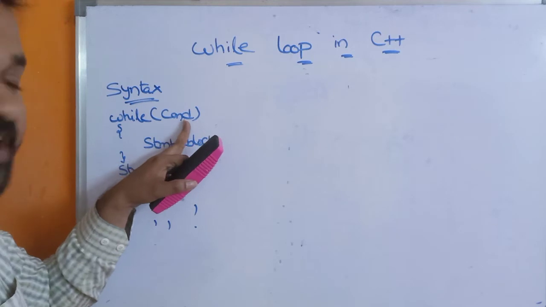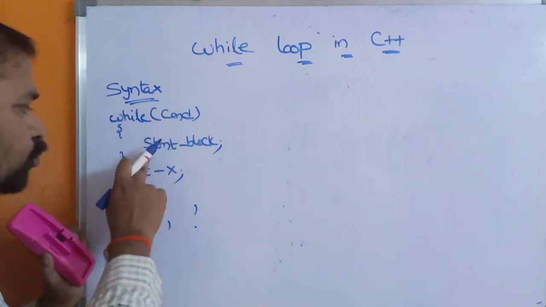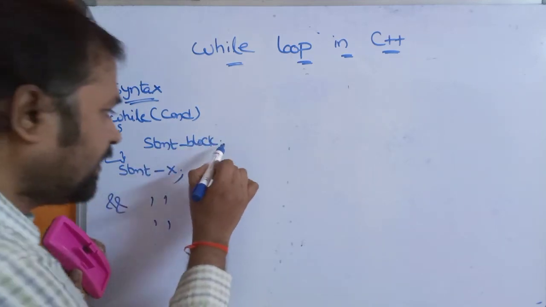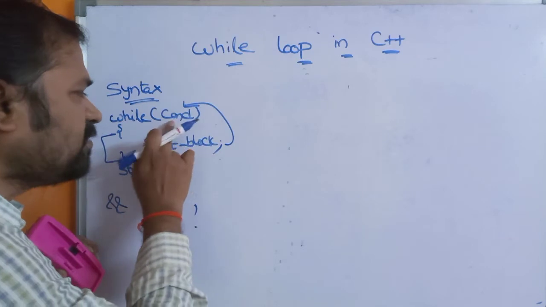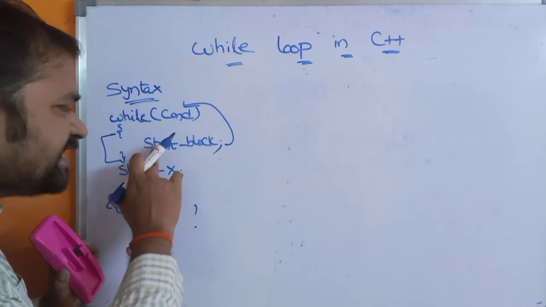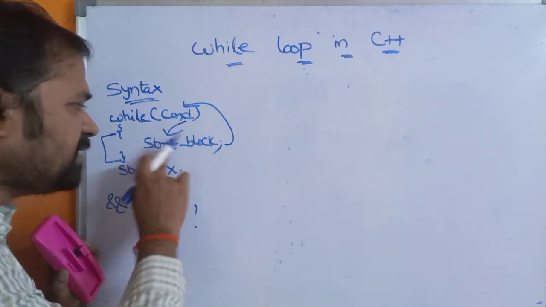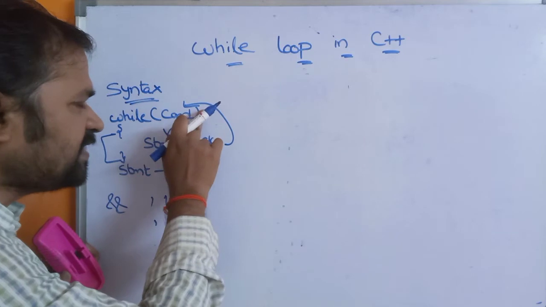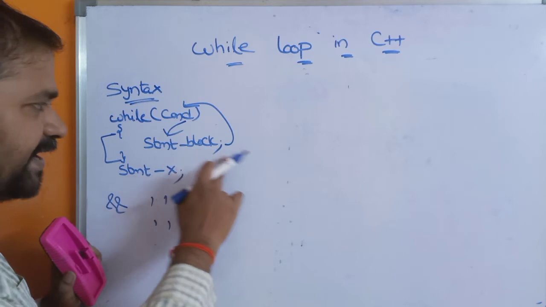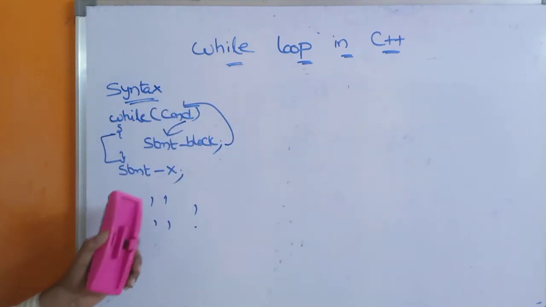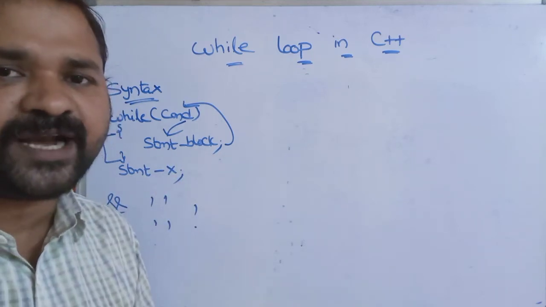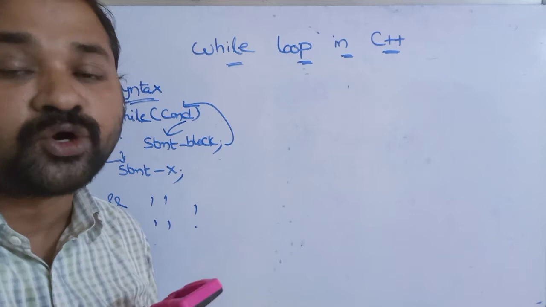First this condition will be checked. If the condition is true, then the body of the while loop, this statement block, will get executed, and after that once again control will be transferred to the condition. Once again the condition will be checked. If the condition is true, then the body will be executed. Likewise the body, that is the statement block, will get executed as long as the condition is true.